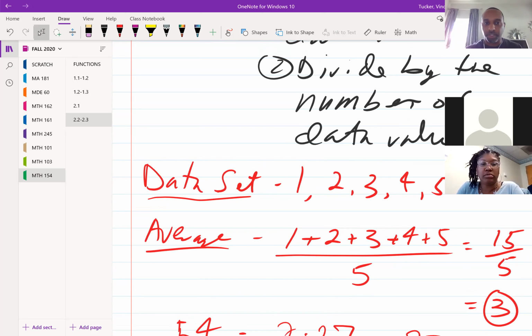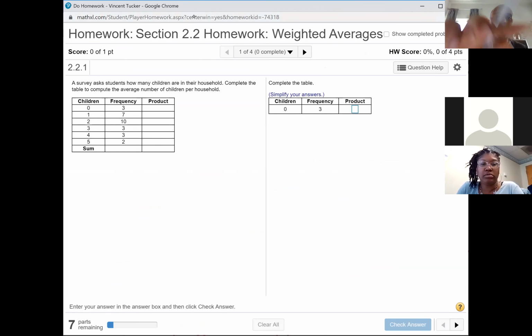Let's go to the share. So this is your first problem out of 2.2. It's going to walk you through calculating the weighted average. Let's look at it. It says, a survey asks students how many children are in their household. Complete the table to compute the average number of children per household. So frequency is how many times the result occurred.